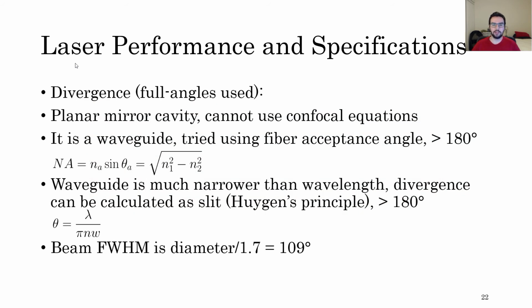So in terms of laser performance and specifications, we have to deal with the divergence as well of the laser. And I use full angles for this. The planar mirror cavity didn't let me use the confocal equations that I would like to use. So I thought, okay, this is a waveguide, so maybe the fiber acceptance angle formula could be used, which is shown below. And it gave me 180 degrees plus of divergence, so that didn't work. Okay, so the waveguide is just much narrower than the wavelength itself, so maybe it's just a slit divergence issue. So let's use that equation. But that gave me more than 180 degrees as well. So I settled on the full width half maximum being at 109 degrees.